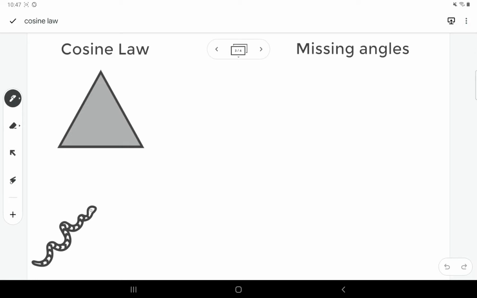Let's talk about cosine law, specifically the missing angles case. So that's using cosine law to find a missing angle on a triangle. Just like any other trigonometry question, we first have to know what triangle we're dealing with.